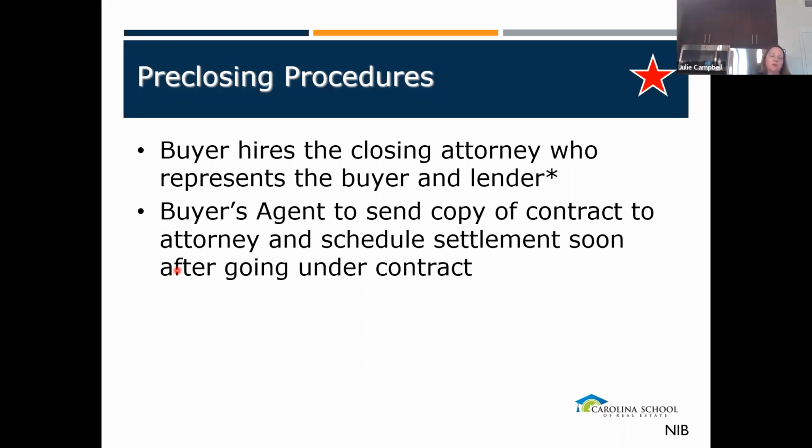In most typical residential transactions, the sellers will allow the buyer's attorney to process their paperwork as well. If you get into commercial transactions, for example, both parties are usually represented. They have their own attorneys. Estates, usually the seller, the heirs come with an attorney. But in a typical residential transaction, the buyer hires the attorney.